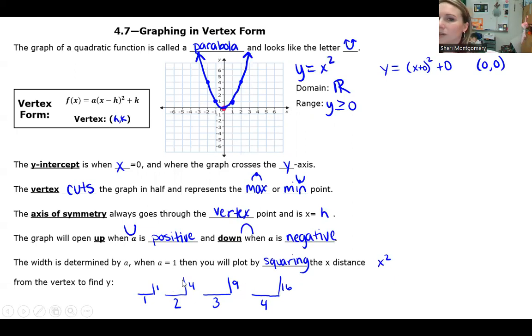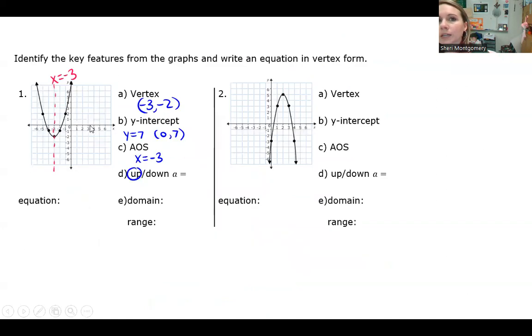You can usually figure it out by the very first movement. You either go over 1 and up 1, and it's just a 1, or if you went over 1 and up 2, then it's twice whatever that is, so A is 2. If you moved over 1 and only went up a half, well, then A is a half. So you can always figure it out by that very first movement. When we're looking here from our vertex, we go over 1 and up how much? 1. So what is A? 1. A is 1.